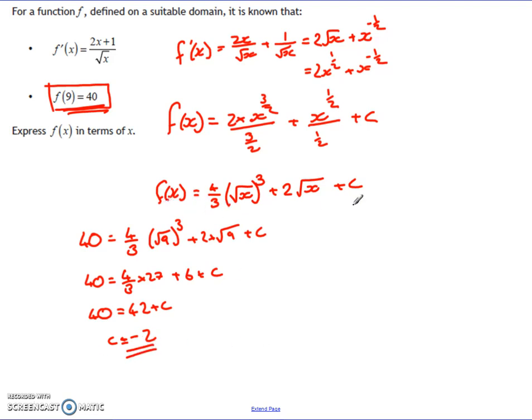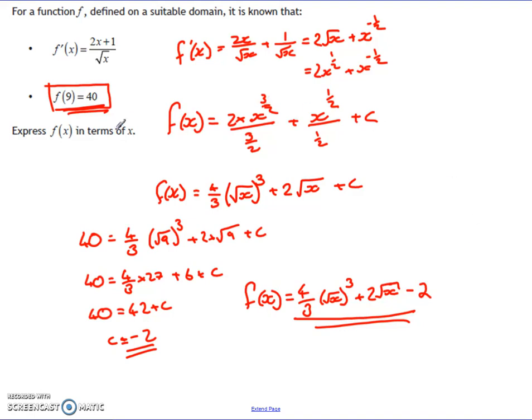Now all I have to do is plug it in. Don't ever leave it at this stage. You have to physically write out f of x equals and get your equation. So I know in this case, f of x equals 4/3 root x to the power of 3 plus 2 root x minus 2. There you go. We've got our function there. We've got f of x in terms of x. We never ever leave the c in when we have a condition like this.